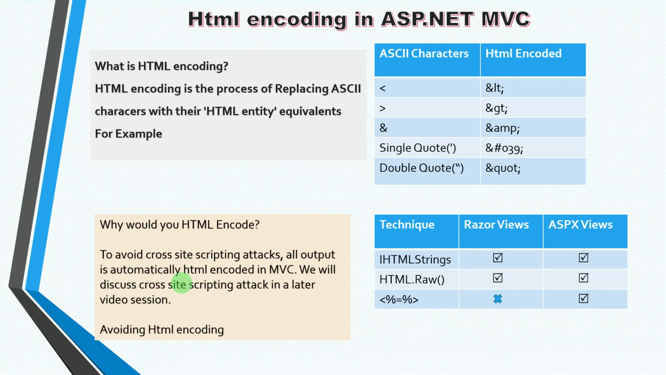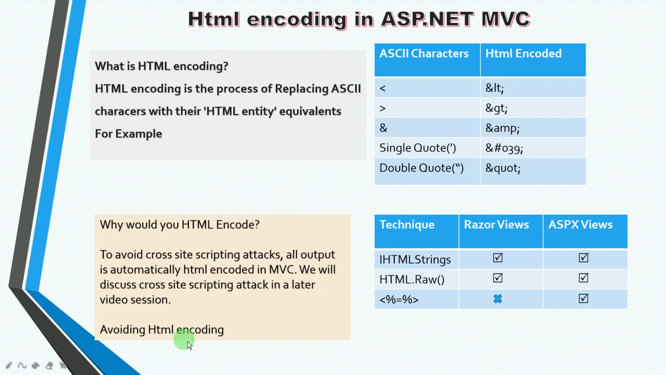To avoid cross-site scripting attacks, all output is automatically HTML encoded in MVC. We will discuss cross-site scripting attacks in a later video session, but before that we have to know how the code is converted in HTML encoding.